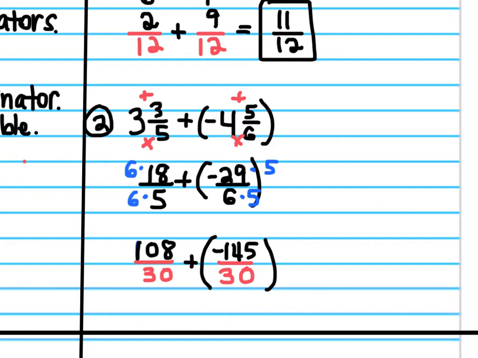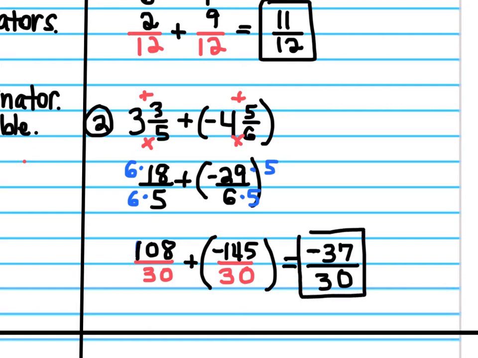And now we're going to add them. Now that you have the same denominators, remember you're going to have the same numbers on the bottom. So the 30 is going to stay 30. And then you just use your adding rules. So 108 plus a negative 145, you're going to subtract them from each other. You get 37, but the greater absolute value is negative 145, so it's going to be a negative 37. And I can't simplify, so you can actually leave it improper, and that would be your final answer.